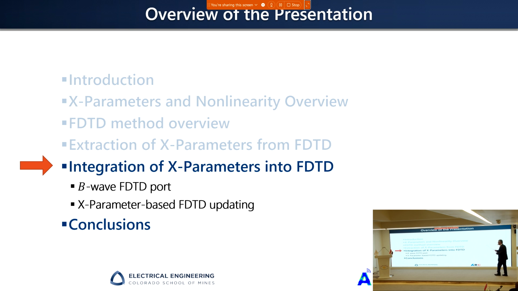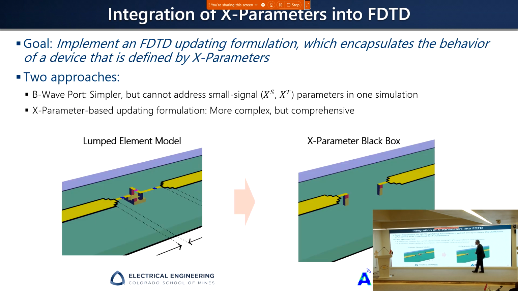Since the black box is a function of a B wave, I need to create a wave port in the finite difference time domain, and I need to be able to come up with an updating equation for it. So if I use a nonlinear device as an equivalent circuit, I can represent it in the finite difference time domain as a lumped element method. And I gave you the equivalent circuit for JFET transistor before.